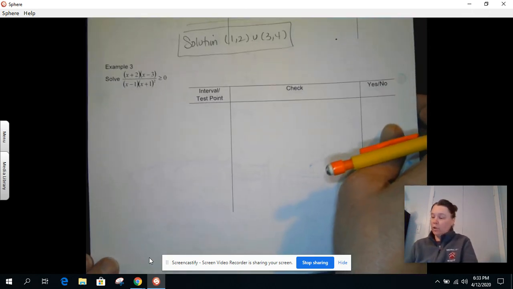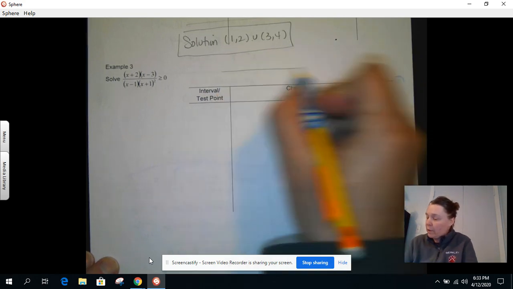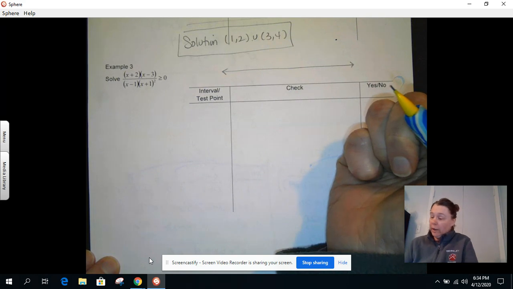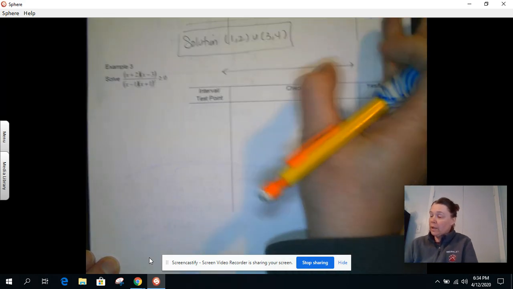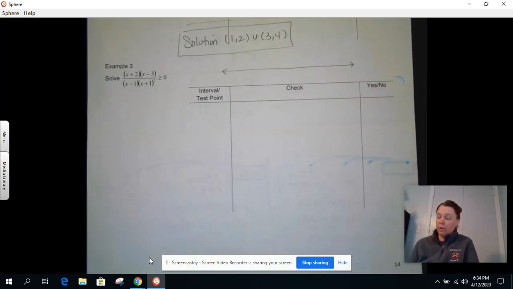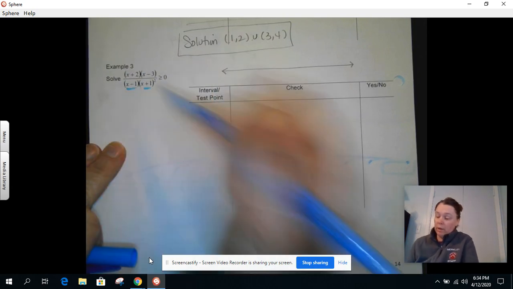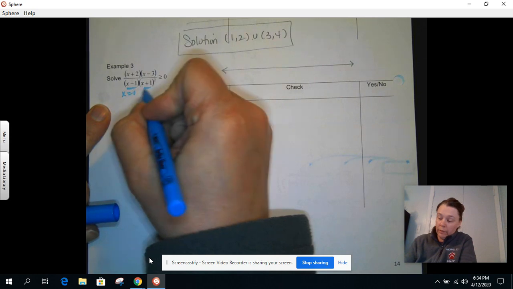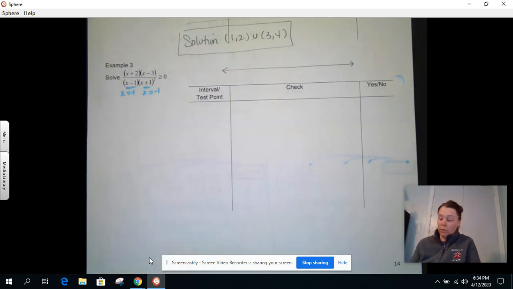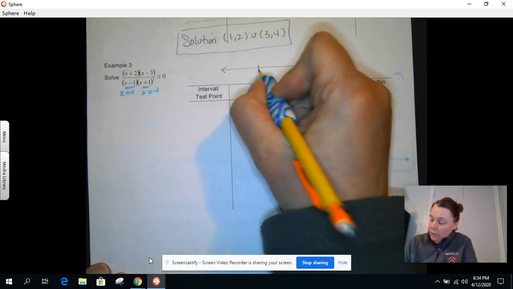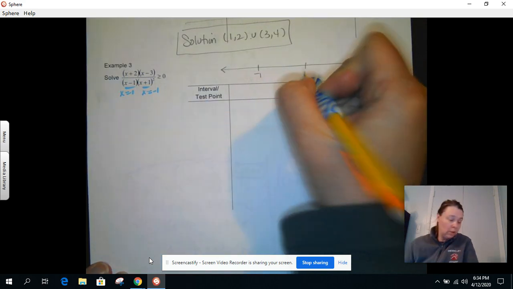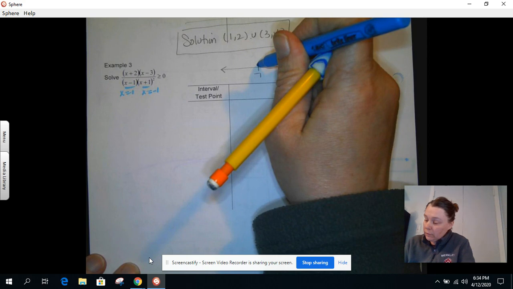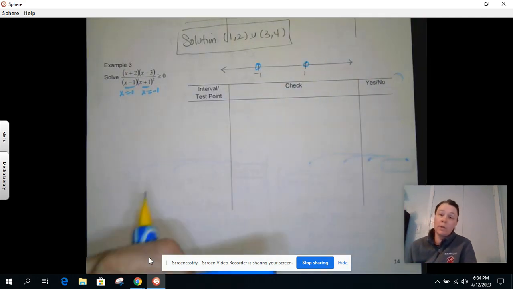All right, so let's see what you should have come up with. I'm going to draw my number line. That helps me visualize what's going on. I'm going to start with what gives me 0 in the denominator. That would be 1 and -1. So -1 and 1 are going on my number line, and they're open circles, right? Anything that makes 0 in the denominator, open circle.